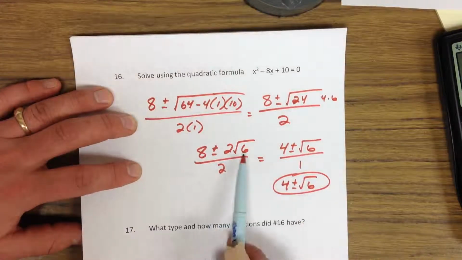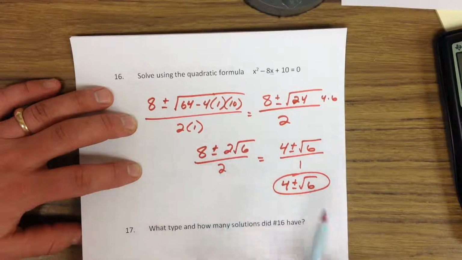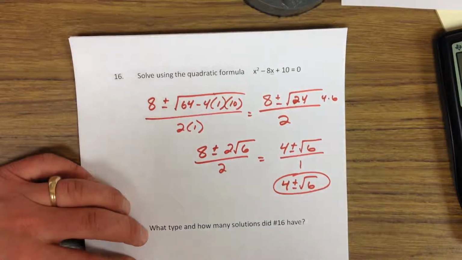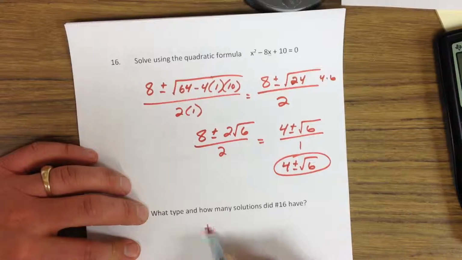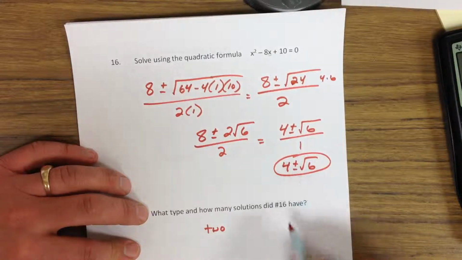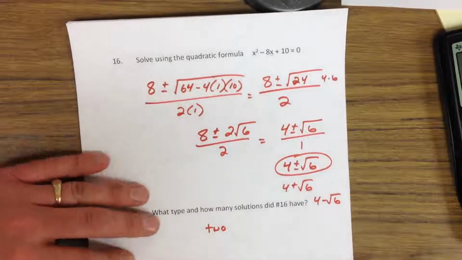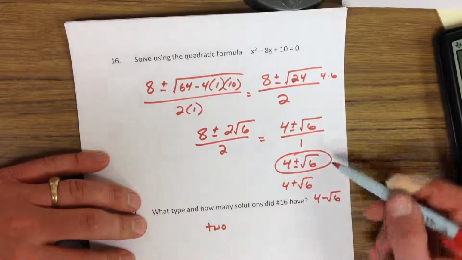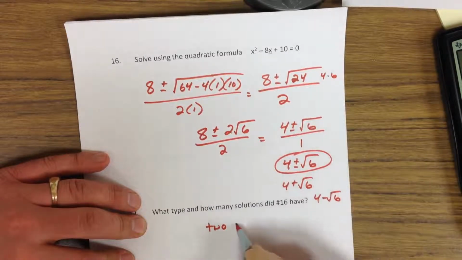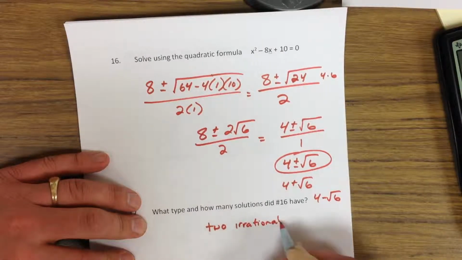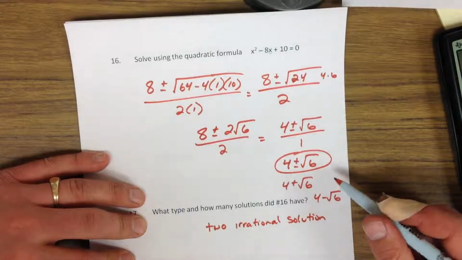So there we go. You notice that I did not cut the 6 in half. I don't want to do that. The 6 is kind of protected. It's underneath the rad, so the radical sign, that's not going to be divisible or divided by 2. So again, we have two solutions, because that's 4 plus rad 6 and 4 minus rad 6. If we want to be technical, these are not imaginary solutions, but they're irrational solutions, because rad 6 is an irrational number.